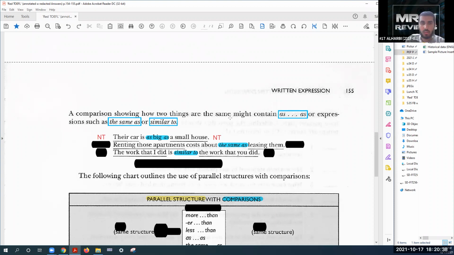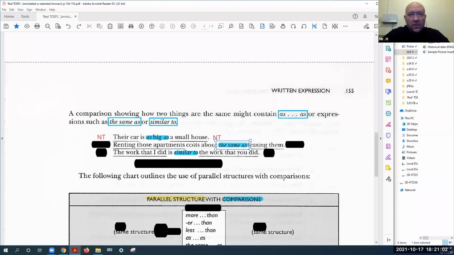Renting those apartments costs about the same as leasing them. Okay. What do we have here? Comparison. And are we showing differences or are we showing that two things are the same? No, we show two things as the same. The same, okay. Now, what do we have here? What's this?